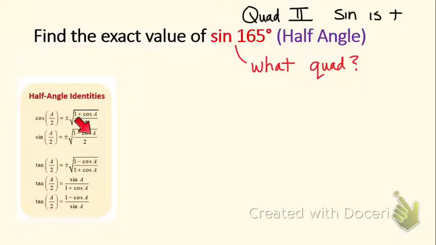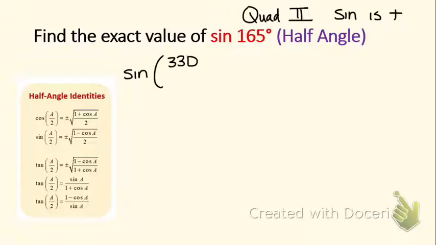So when I'm using this identity, I'm still keeping that plus sign in the front. It's positive. So what angle am I dividing by 2 to get to 165? If you're not sure, you just take 165 plus 165. So 165 times 2 is 330. That means half of 330 is 165. So to find this one, I'm taking the sine of 330 over 2.